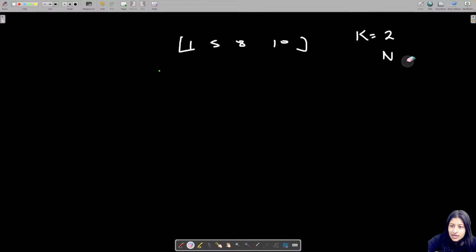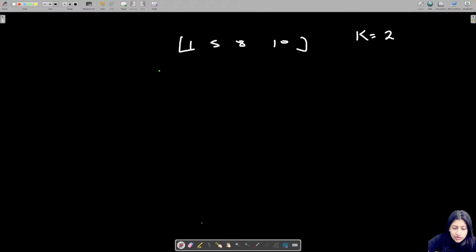So for example, if I take this first test case, what we have here is 1, 5, 8 and 10. And the k that is given to you is 2. That means you can increase or decrease just by this 2 units for any tower. Okay, let us see what we ultimately have to do.